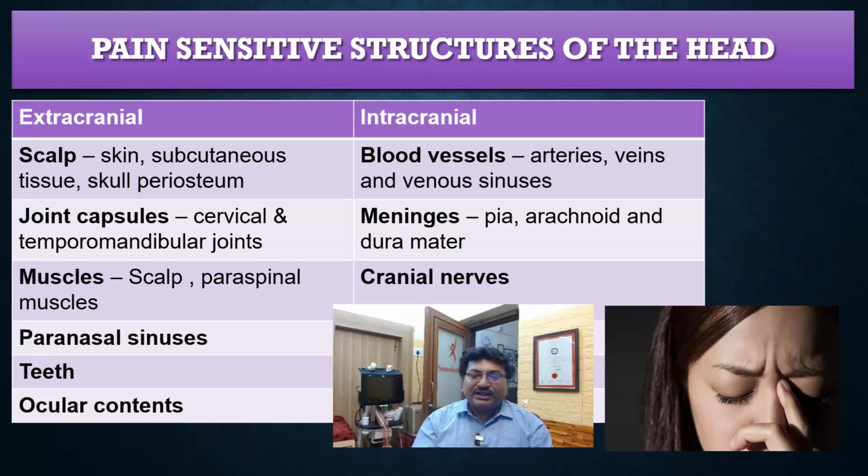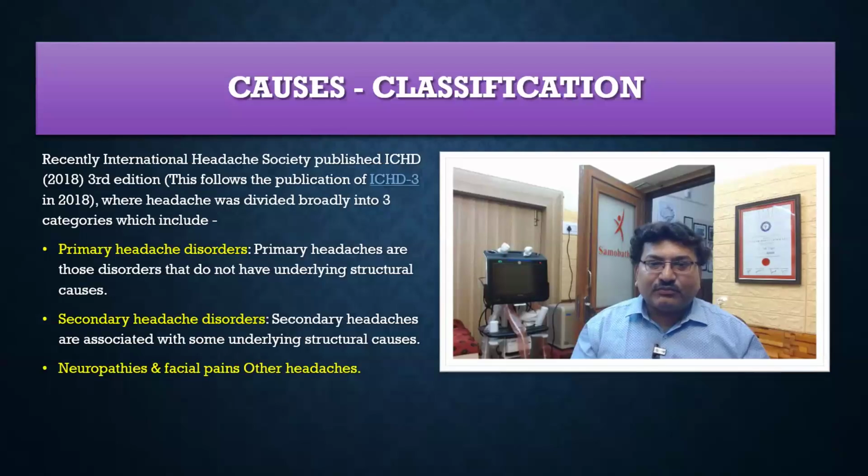Next, we come to the intracranial structures like arteries, veins, and venous sinuses. They are all pain sensitive. The meninges, the pia, arachnoid, and dura, are also pain sensitive, and definitely the cranial nerves are also very pain sensitive. So these are the structures. Any intracranial lesion compressing on those structures can produce pain. Remember, this type of pain due to intracranial disorders could be dangerous, and this falls into a red flag as well.